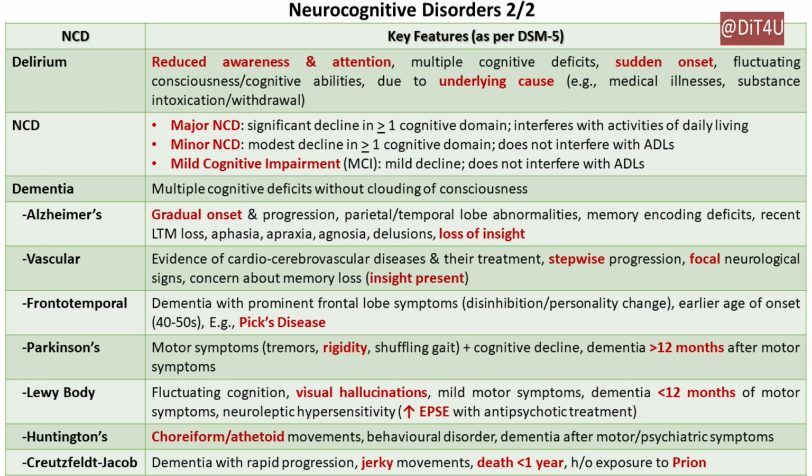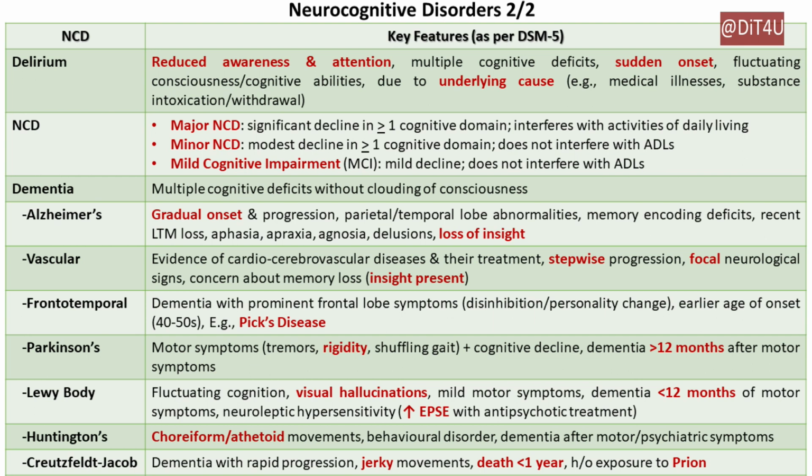Dementias are multiple cognitive deficits without clouding of consciousness. That is the difference between delirium and dementia. In delirium, you have fluctuating consciousness and cognitive abilities and reduced awareness and attention, whereas in dementia, there is clear consciousness.